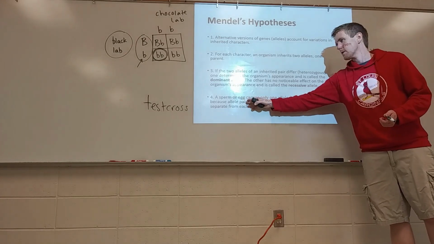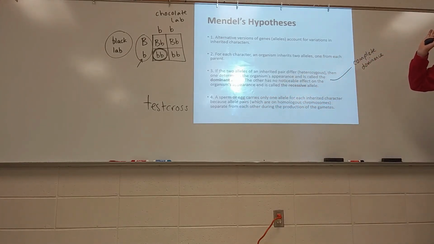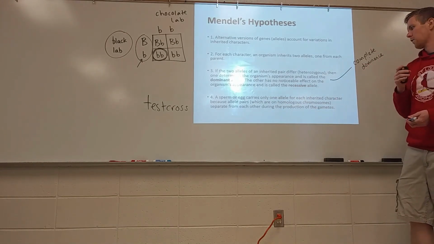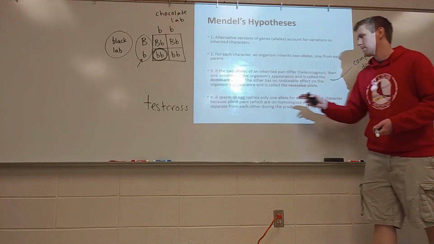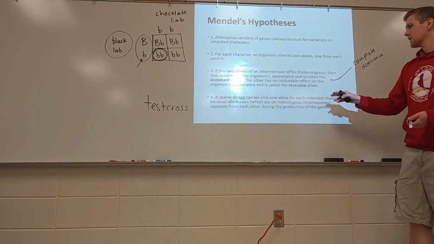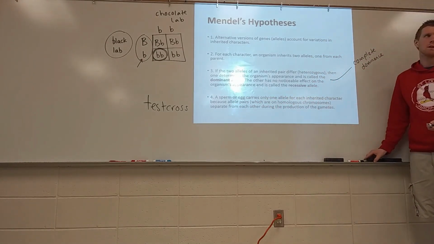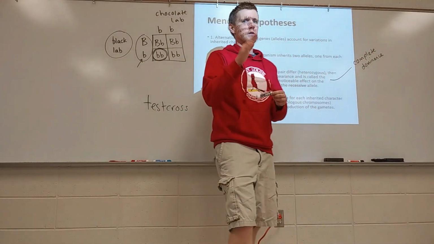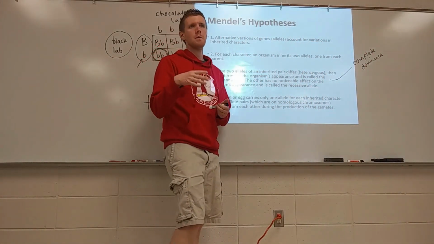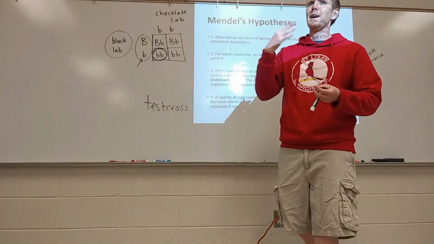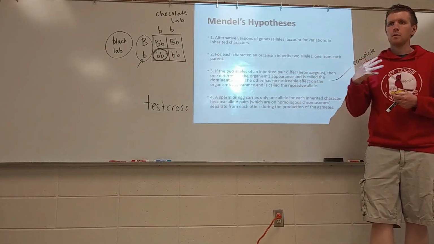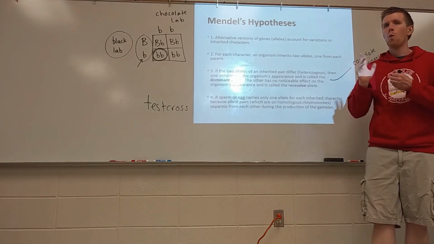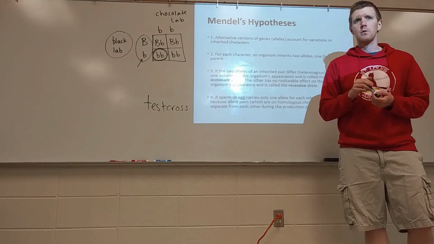Mendel's last hypothesis: a sperm or egg cell carries only one allele for each inherited character because allele pairs separate from each other during the production of gametes. So again, this is just hypothetical, it's not actually this simple. You could have 2 alleles for eye color. You could have one for brown, one for blue. You would pass on one of those to your children.